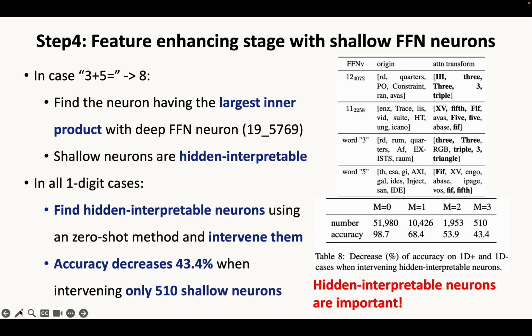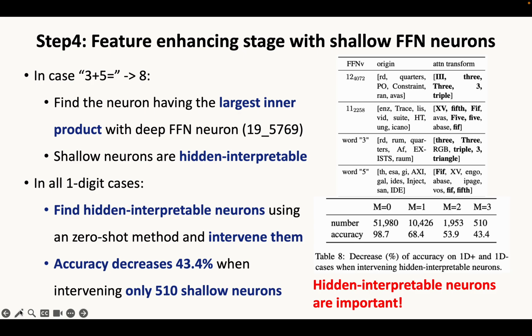For example, the number 2072 FFN neuron on layer 12. This neuron is related to the input 3, and the other neuron is related to the input 5. We name this phenomenon hidden interpretable. And we also find that the word embeddings are also hidden interpretable. This phenomenon is because all the shallow neurons need to be transformed by attention layers before transferring into the last position. We design a zero-shot method to locate the hidden interpretable neurons.